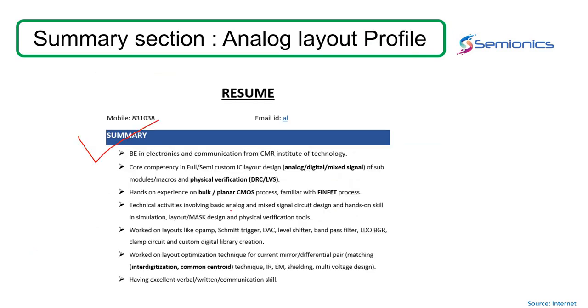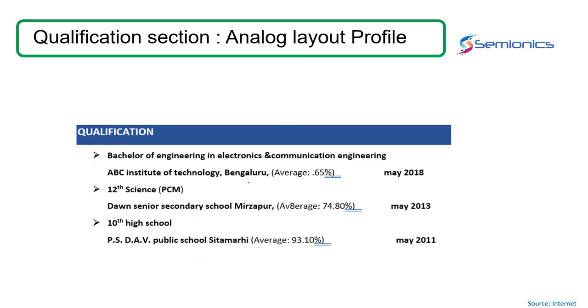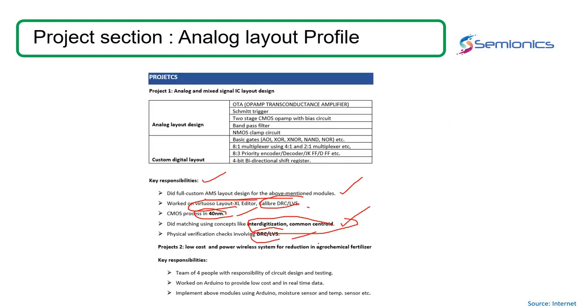Look at the summary section. You've got CMOS, you've got FinFET, you've got physical verification, analog mixed signal, right? Current mirror, differential pair, interdigitation. Majority of the keywords I've mentioned in the summary, I have actually used those skills while doing my project. This is how a technical lead or a manager will confirm that yes, this guy has actually used these skills to do the job, right?